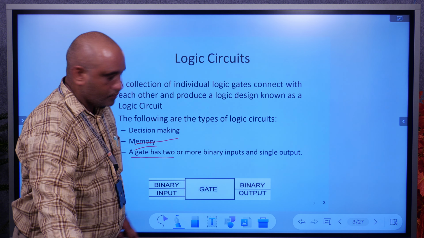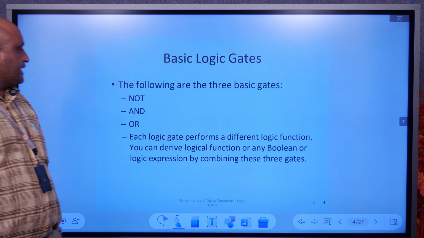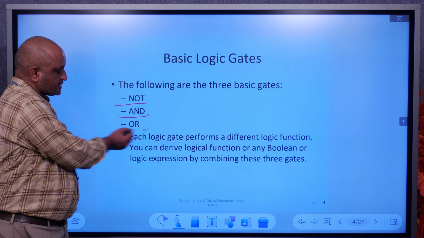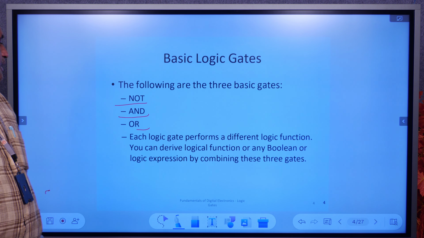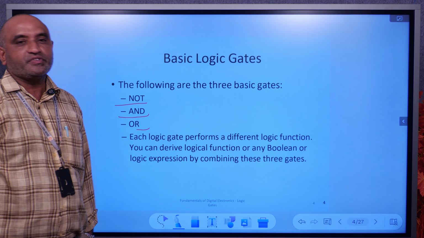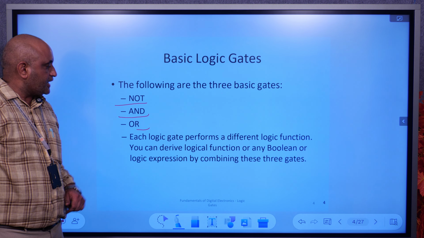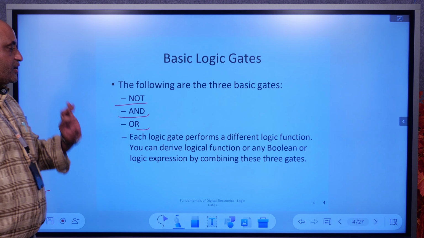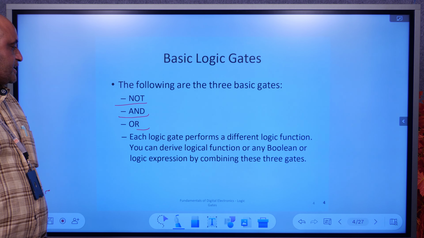Let's go to the basic logic gates. The following are the three basic gates. First one is the NOT gate, second one is the AND gate, third one is the OR gate. Each gate performs a different logic function. You can derive a logical function and Boolean or logical expression by combining these three gates. These are very important gates, used for the derivation of Boolean logic expressions.